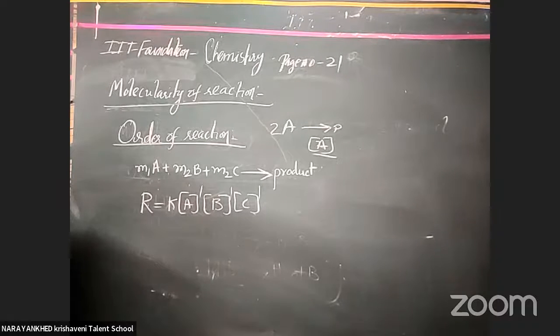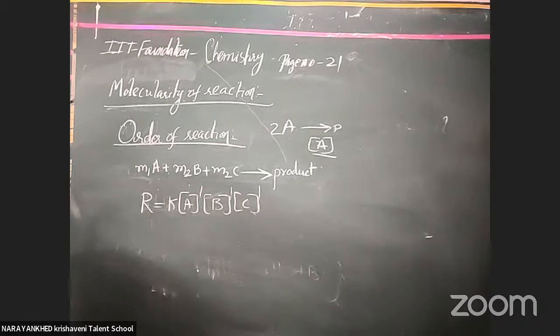Got it or not? Yes, order is an experimentally determined quantity. It may be equal to 0, positive, negative, or a fraction, and it can be greater than 3. Infinity and imaginary values are not possible. Got it or not? This is all about the order here. Understand, all the students?